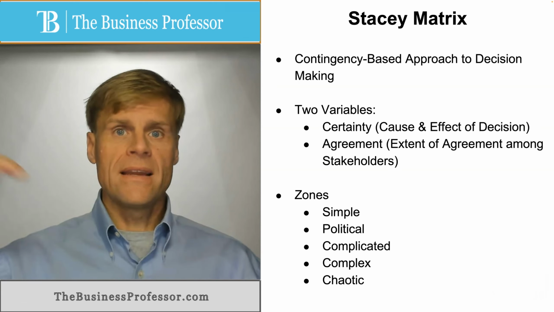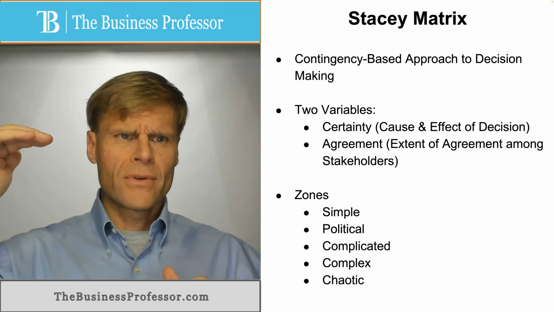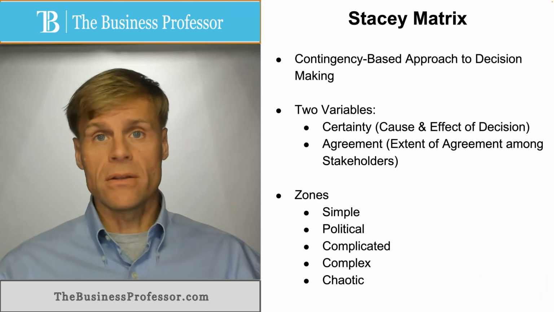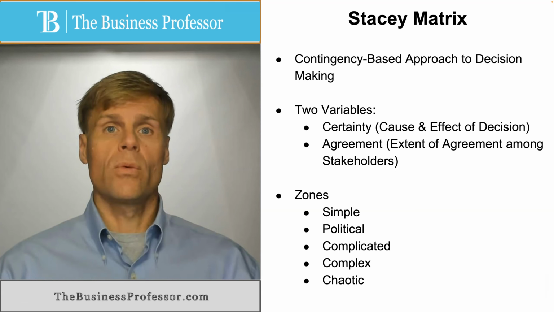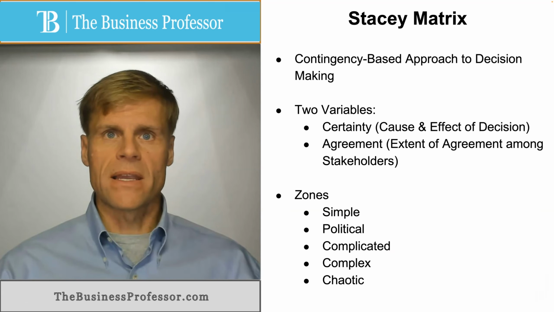Further up the matrix, you're going to see complex, which is a great deal of uncertainty and a great deal of disagreement, but not absolute disagreement and not absolute uncertainty. And then the extreme being chaotic, which is absolute uncertainty and absolute disagreement among stakeholders, which could cause chaos or havoc in the decision-making process.